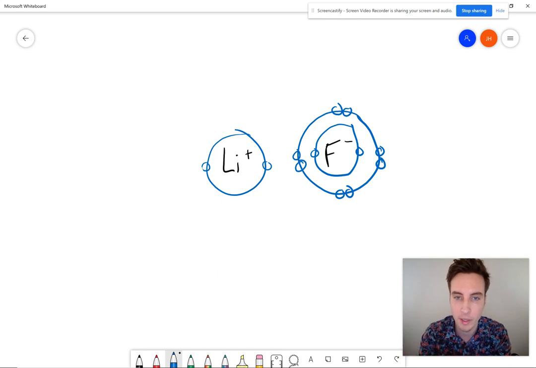So I won't draw the other two on screen because I do want you to think about how to draw them. But essentially, if the charge is positive, you take away 1 electron. If the charge is negative, you give it 1 extra electron.